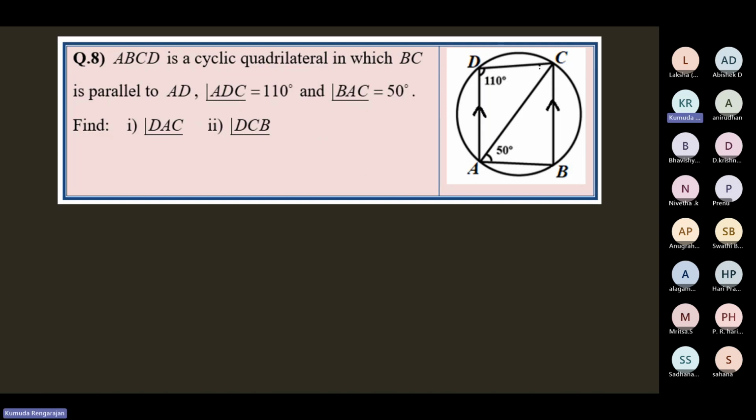First find this angle using the property of parallel lines intersected by a transversal. Co-interior angles are supplementary, so this is 70. Now let's just mark this as X. In a cyclic quadrilateral, opposite angles are supplementary. So 70 plus X plus 50 is equal to 180. Like that you can find X, which is angle DAC.